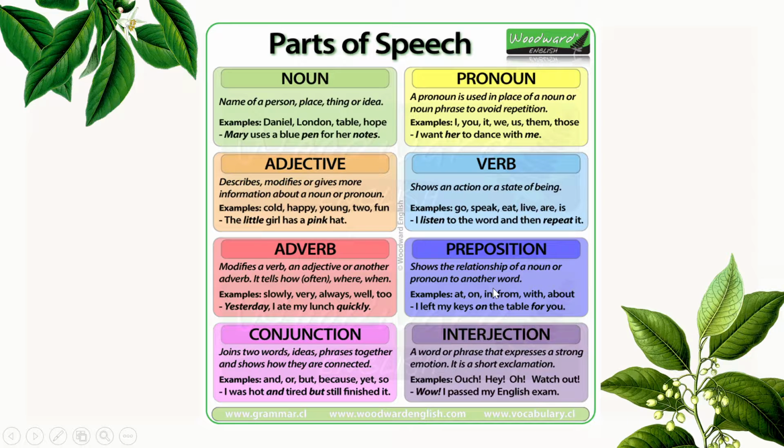A preposition is used when you want to show the relationship of a noun or pronoun to another word. For example: at, on, in, from, with, and about. So, I left my keys on the table for you.